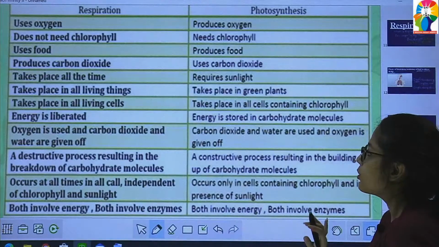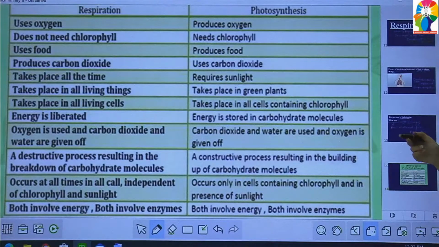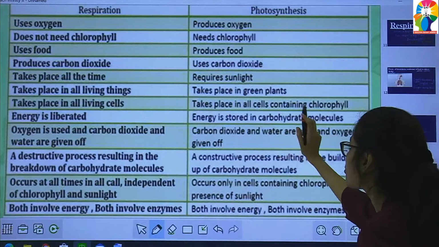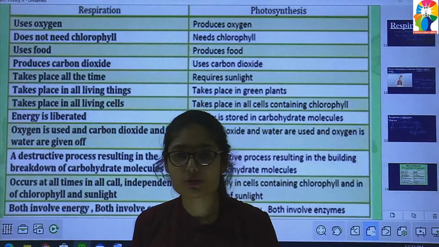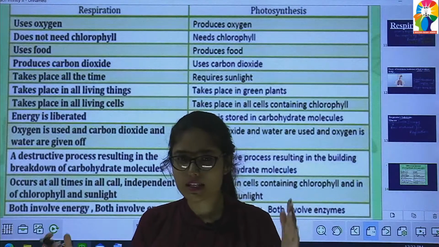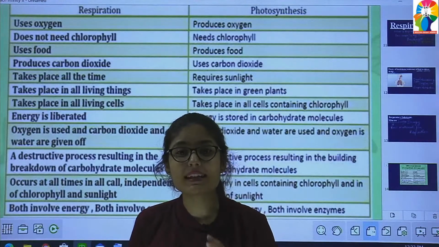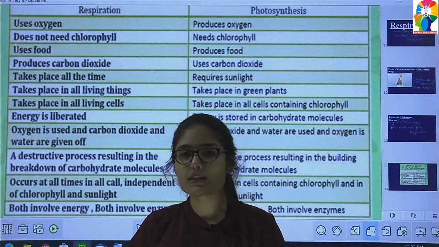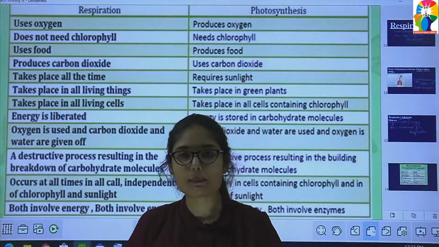Take. Now, in respiration, energy is liberated, but in photosynthesis, energy is stored in the carbohydrate molecule. What happens in respiration? What do we do? We talk, we walk, we eat, for which we require energy. ठीक है ना? तो एनर्जी जो हमारे अंदर है वो क्या हो रही है बच्चा? खर्च हो रही है. मैं बात कर रही हूँ आपसे, I am teaching, so what is happening?